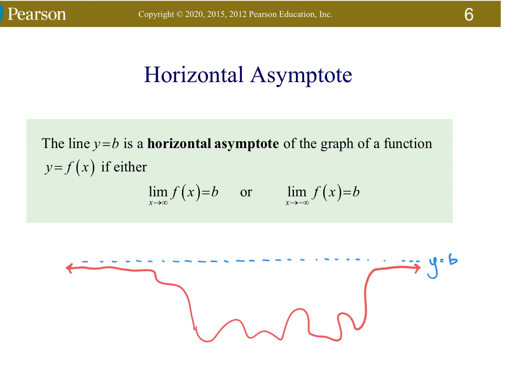So the limit either as x approaches positive infinity or as x approaches negative infinity, it's reaching that same ceiling. That y equals b is the limiting factor.